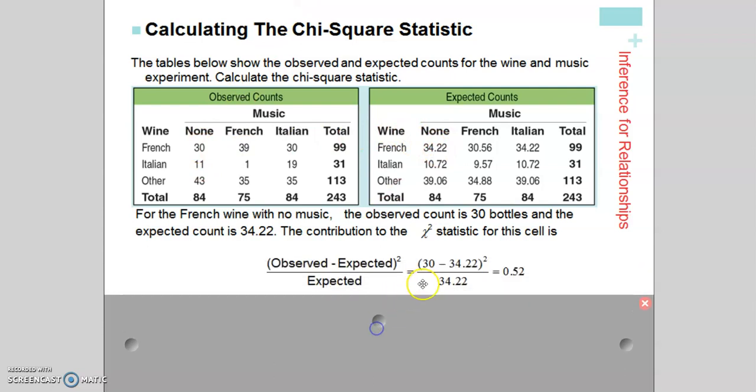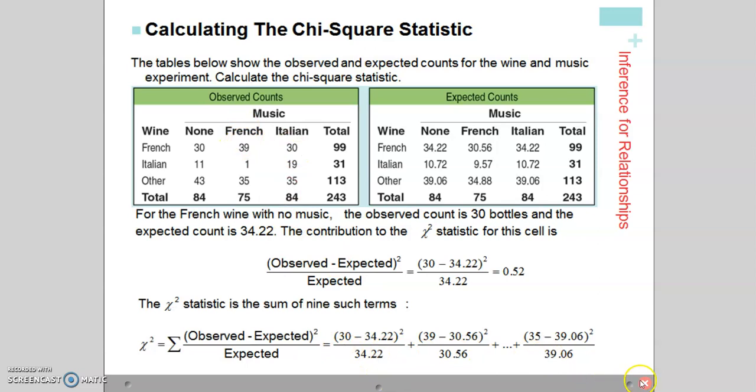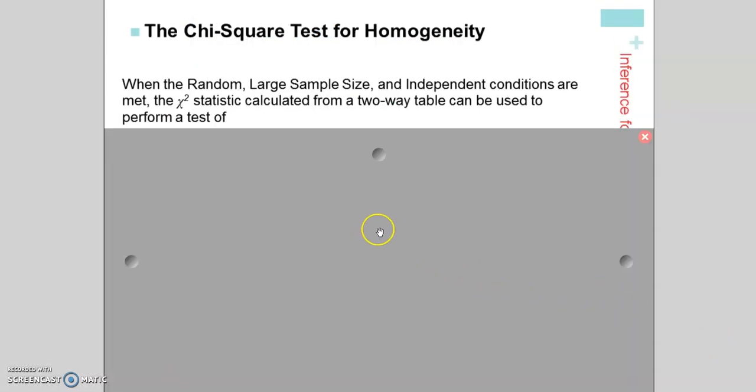Then I compare this observed count with this expected count. So I do the observed count, 30 minus 34.22, squared, divided by the expected count, 34.22, and I get 0.52. Then I do that for every cell. So I do that 8 more times, and I add up all those results, and I get about 18.28. And that number is my chi-squared statistic. Now, what do I do with that?